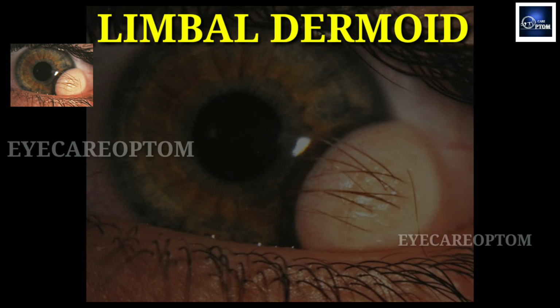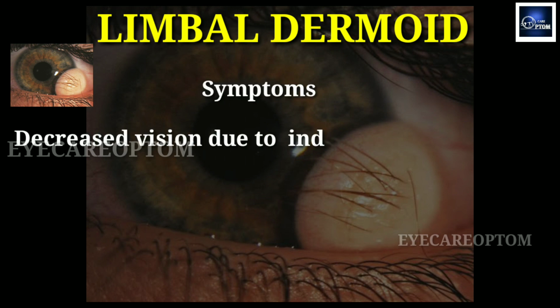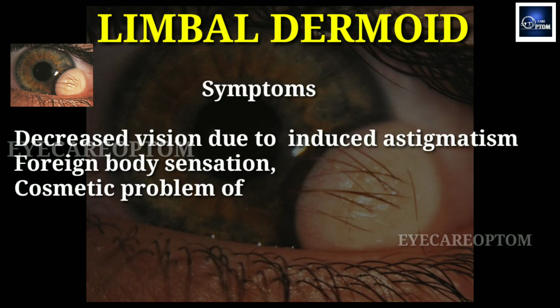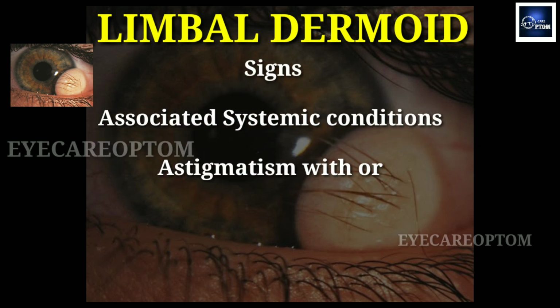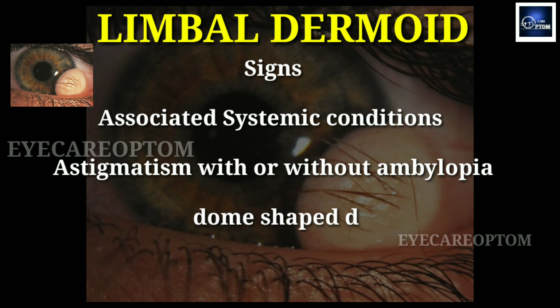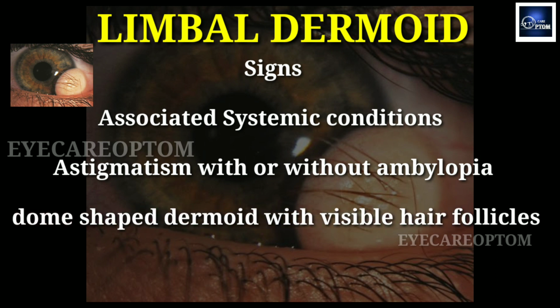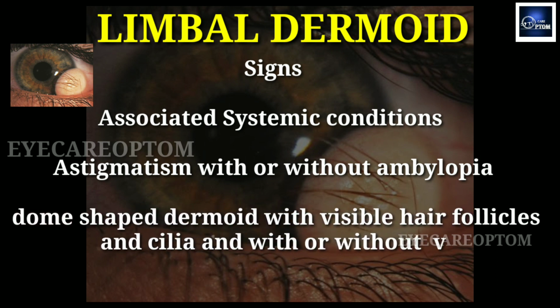Symptoms of this limbal dermoid: decreased vision due to induced astigmatism, foreign body sensation, and the cosmetic problem of a visible large mass. And the signs of this limbal dermoid: the first one is history of systemic conditions which are associated with this dermoid, and the second one is astigmatism.